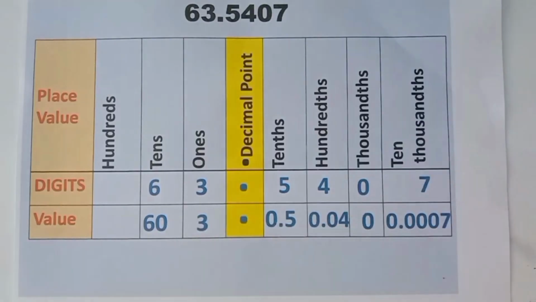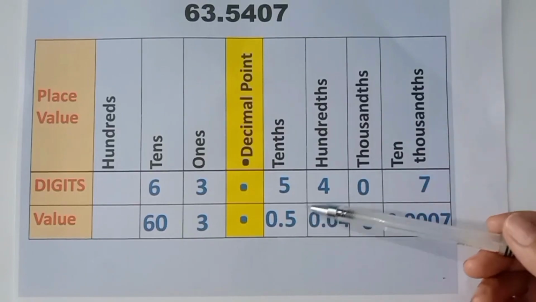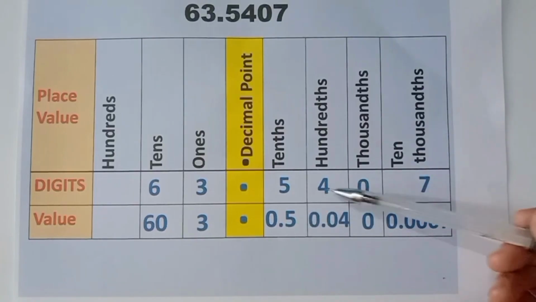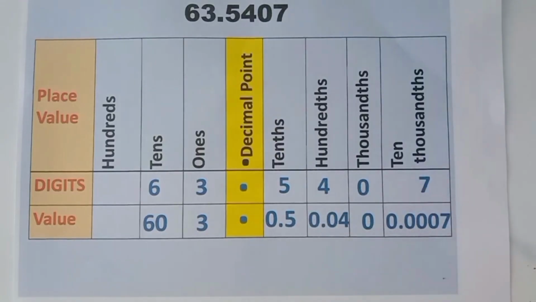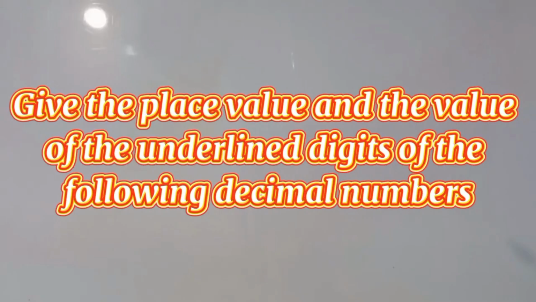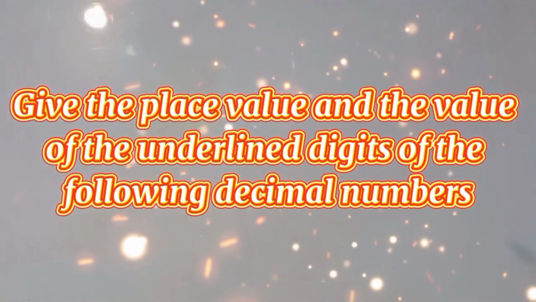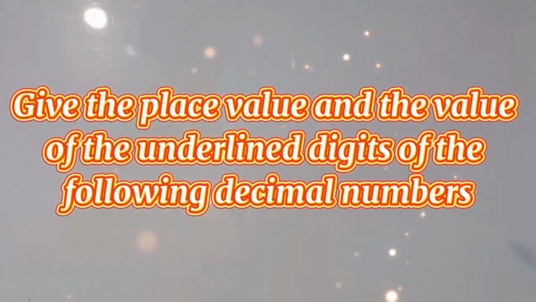Unlike dito sa decimal numbers, kapag may 0 dito sa unahan, sa kanan niya, magiging 0 itong mga to. Hindi na natin inilalagay kasi wala naman pong value na yung mga 0 na nasa kanan niya. Okay? Let's have some example. Give the place value and the value of the underlined digits of the following decimal numbers.